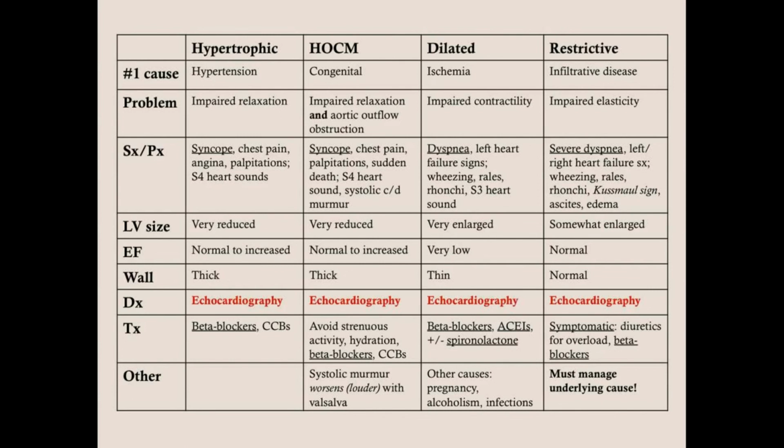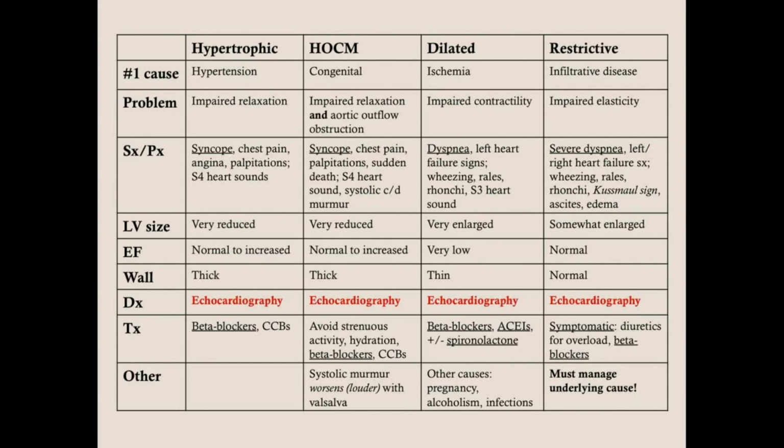The left ventricular size in patients with hypertrophic, it's very reduced because of the increased size of the muscle. Same with HOCM. With dilated, it's very enlarged because it's a dilated ventricle. With restrictive, it's somewhat enlarged, but it's really no change. The ejection fraction for hypertrophic, because we can eject really well, it's going to be normal to increased. With HOCM, same thing. With dilated, it's going to be very low because we've reduced our contractile force. With restrictive, it's going to be relatively normal, but we're not really getting a whole lot of blood in there to begin with.